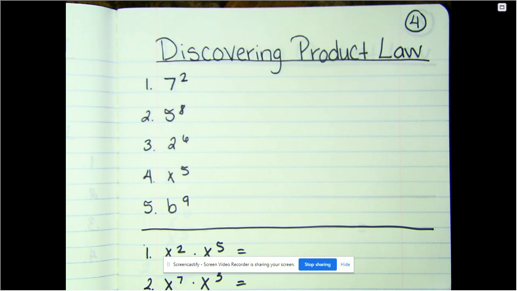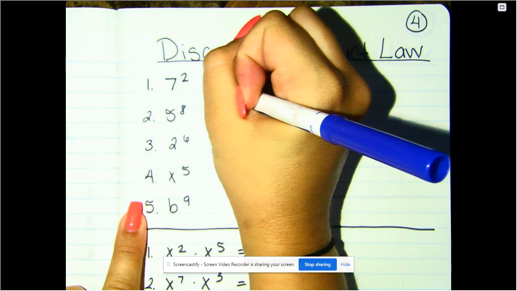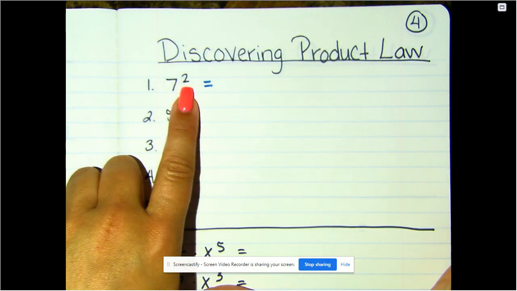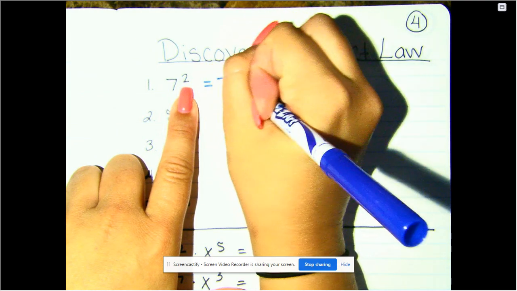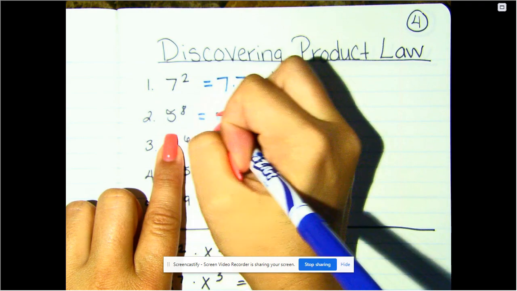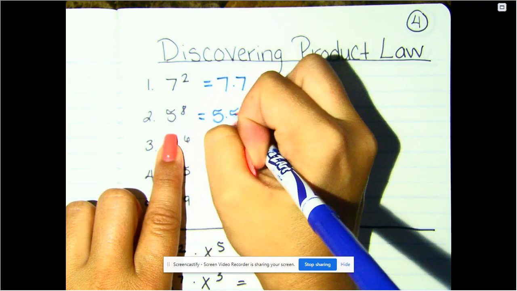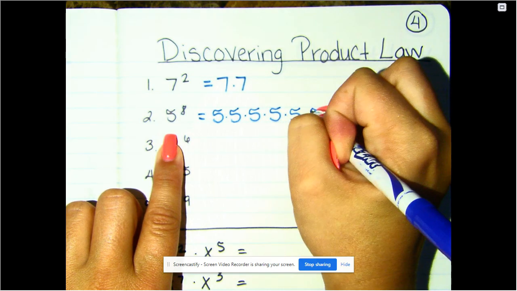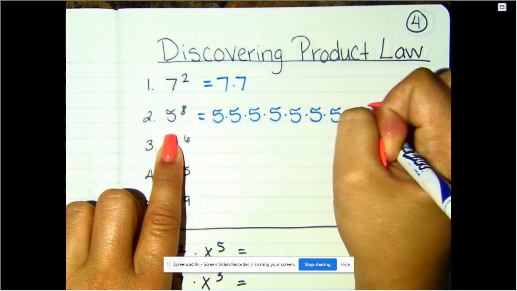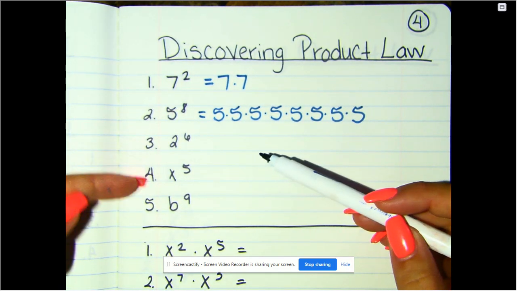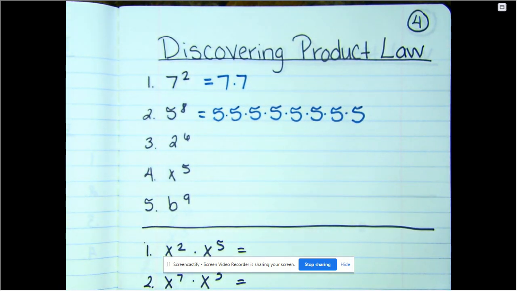We are going to expand is what the directions say to do for numbers 1 through 5. So all we're doing is expanding again. We are not giving the value. 7 to the second power would just be 7 times 7. 5 to the 8th power would just be 5 written out 8 times. Okay. Then you're going to complete and continue 3, 4, and 5 in your notebook.